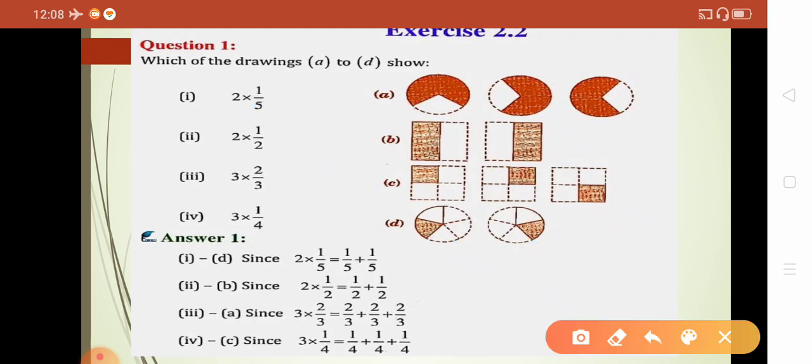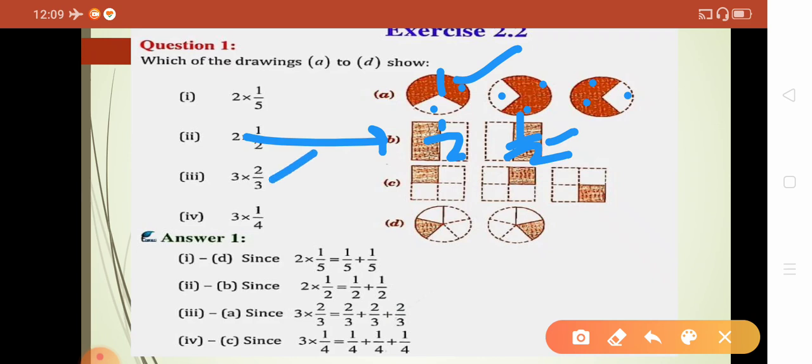Clear? Next is 2 multiply 1 by 2. That means you have to check where 2 parts are there. So in this 2 parts are there. This is 1 by 2, this is 1 by 2. So 2 of 1 by 2 is this. 3 multiply 2 by 3: 3 parts are there. So here 3 parts are there. 1, 2, 3. That means this is 3 multiply 2 by 3.